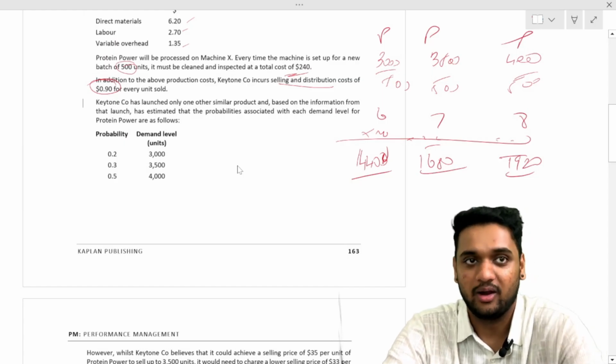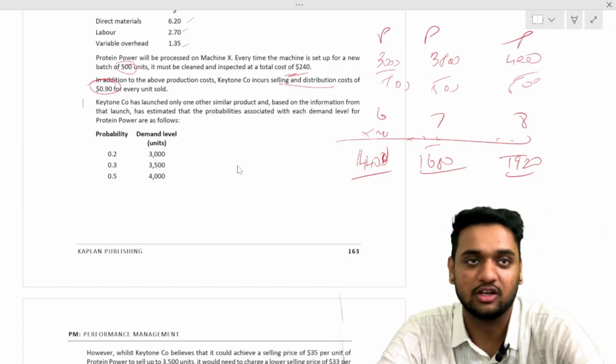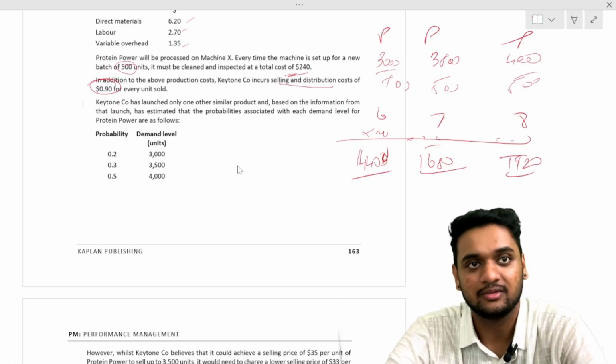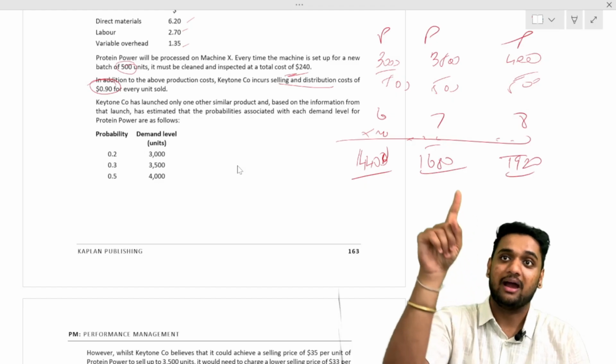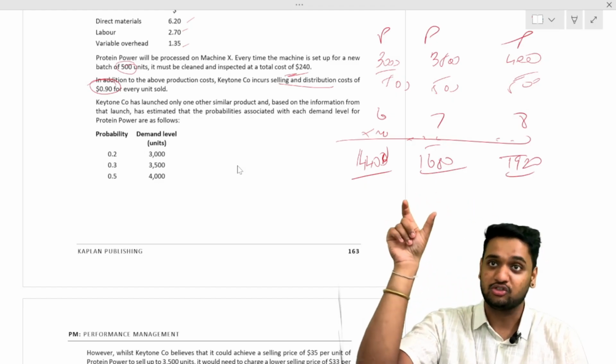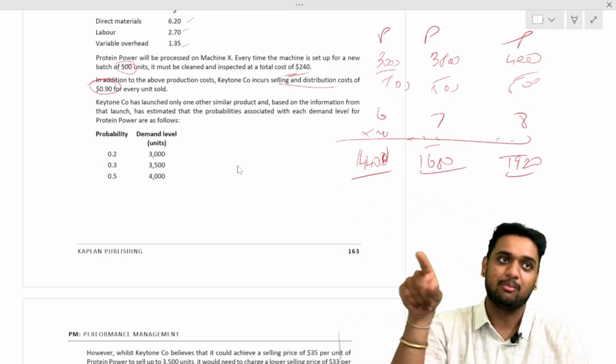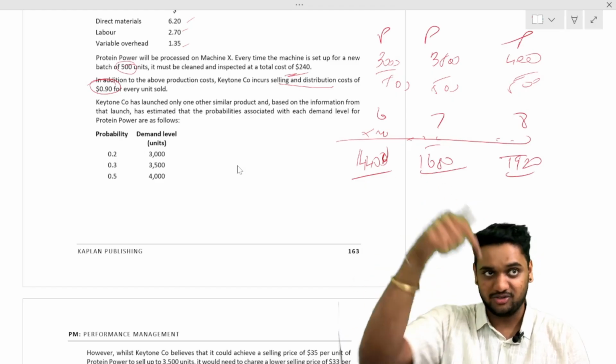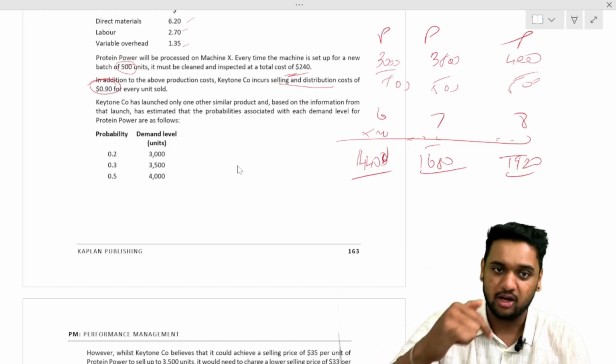Why? Only if you sell, we will incur this cost. So include it with your selling price. Because selling price, you'll multiply by the number of units sold. Cost, you'll multiply by the number of units produced. So what you should do is include it with the selling price.